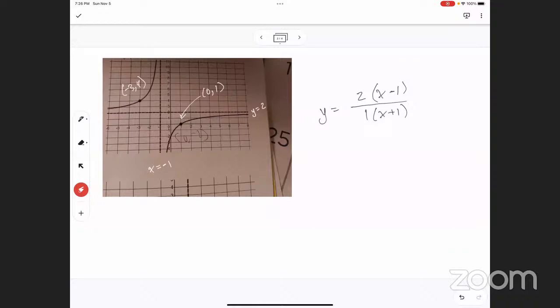And so let's make sure this is correct by plugging in the point negative 3, 4. If I put negative 3 in for x and 4 in for y, would that work? Let's see, negative 3 minus 1 is negative 4, times 2 is negative 8, over negative 3 plus 1, which is negative 2, times 1. And sure enough, that equals positive 4.